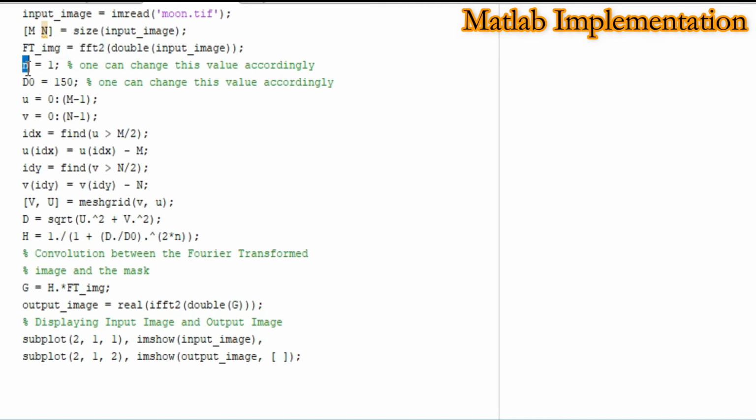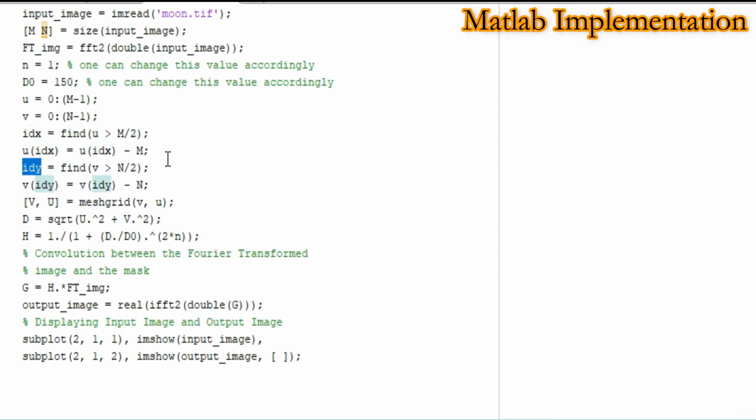Then here I am setting the n value equal to 1 and the D0 value equal to 150. Later I will get the size u and v. Then we find the index, which is the center pixel location, index x and index y, meaning height and width. After that we are finding u index, which is u minus m.